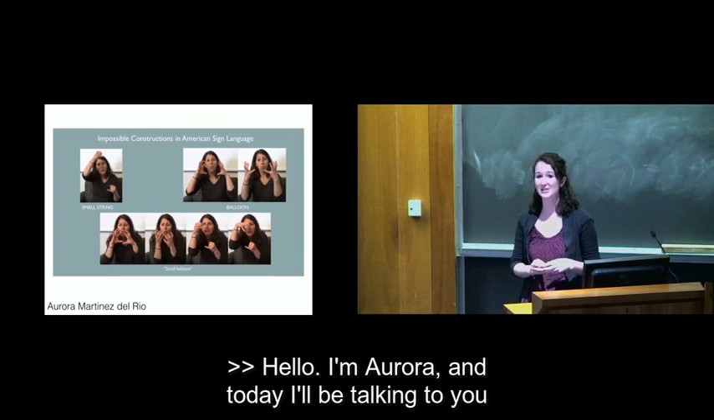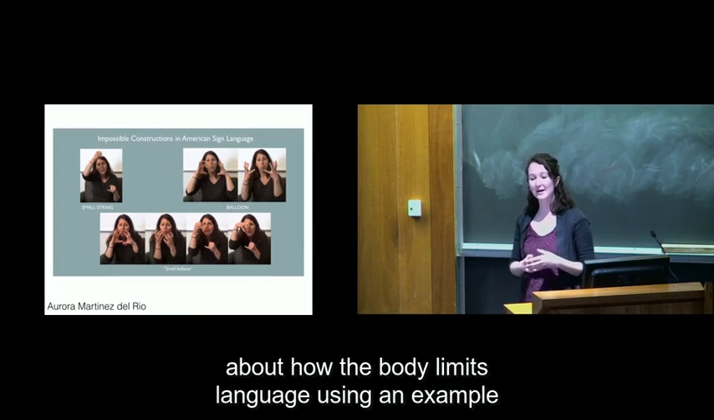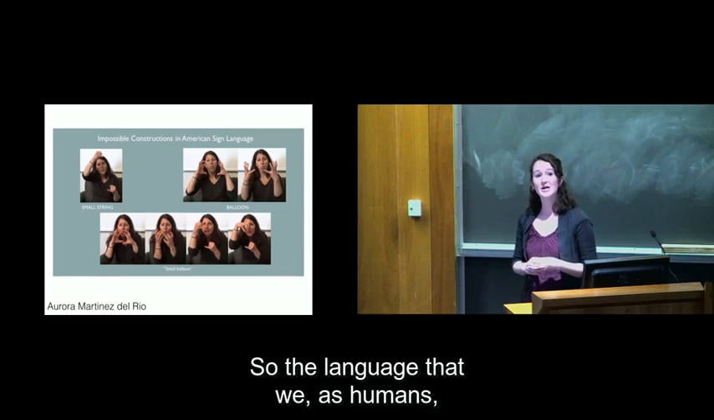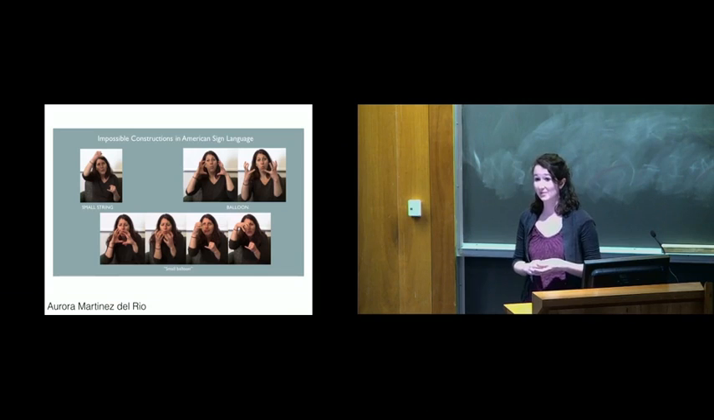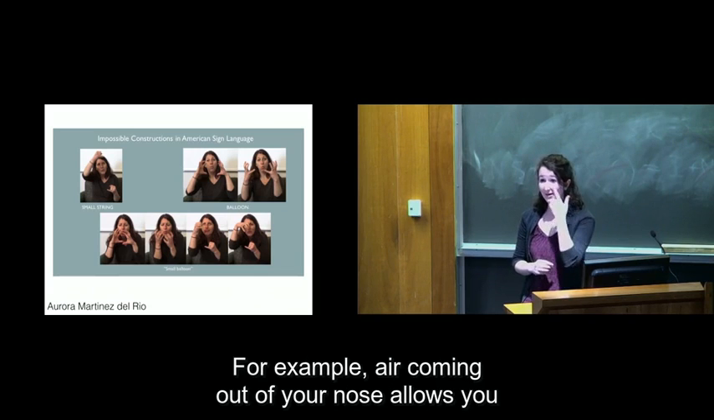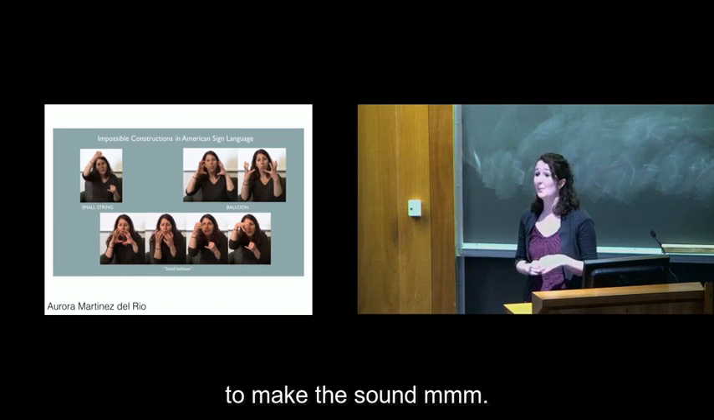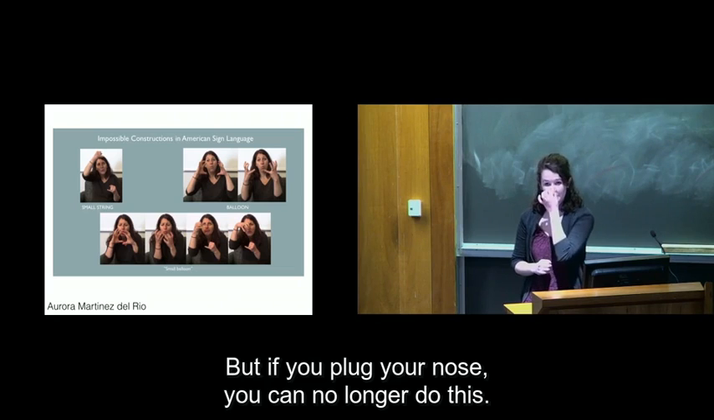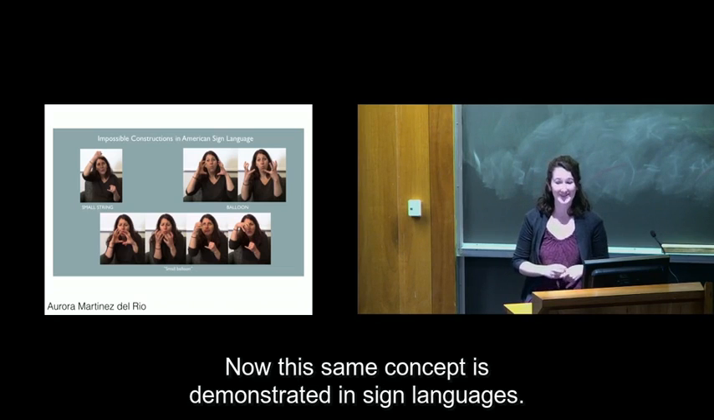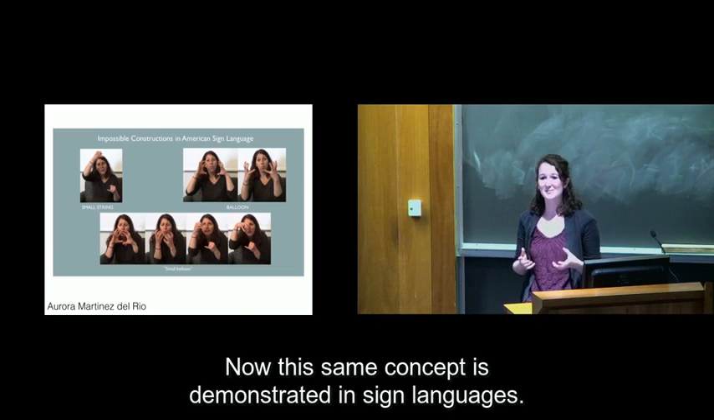Today I'll be talking to you about how the body limits language, using an example from American Sign Language. The language that we as humans produce is limited by our physiology. For example, air coming out of your nose allows you to make the sound, but if you plug your nose, you can no longer do this. Now, this same concept is demonstrated in sign languages.